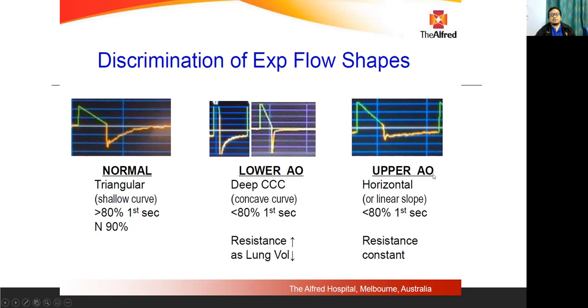So in upper airway obstruction, like clots in the ETT or secretion, thick mucus in the ETT, impairing the airflow and causing airflow obstruction is considered upper airway obstruction. So the expiratory flow waveform will become flat, or we call it horizontal, or even a very linear slope. And of course, in the first second of passive expiratory phase, less than 80% of the tidal volume is exhaled. Tidal volume being inhaled, and then the exhale part is less than 80% in the first second. At this time, we consider resistance is constant.